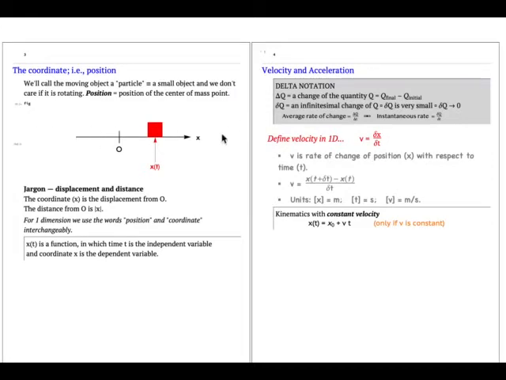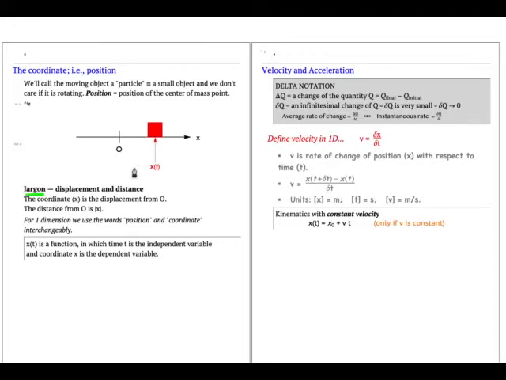Now, as the object moves along the line, its coordinate will be changing. So I'll call the coordinate x, and x will be a function of time t. t is time. Now, there's some jargon which is sort of important. There are two terms, displacement and distance. They are similar but different.